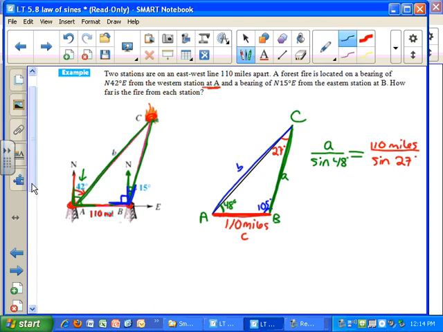So now when we cross multiply and divide, we get A is 110 times the sine of 48, all divided by the sine of 27. So A is approximately 180 miles. I think it's like 180.06, but we can just round it and say it's about 180 miles.